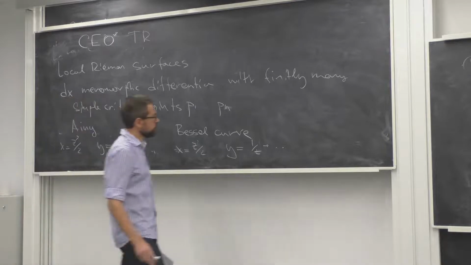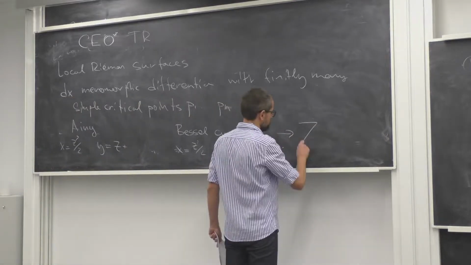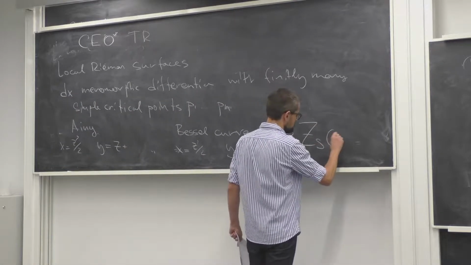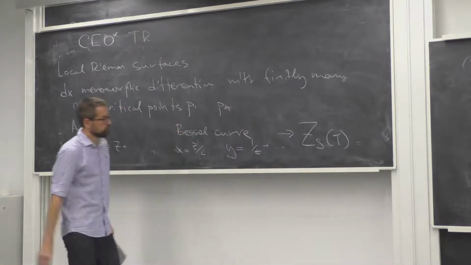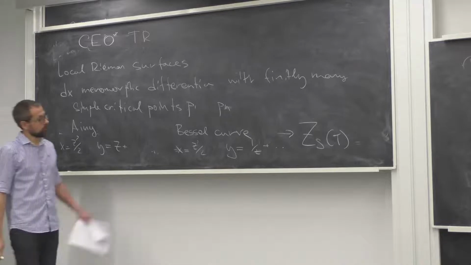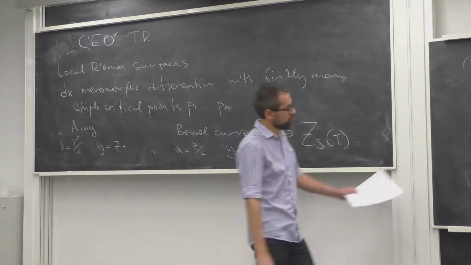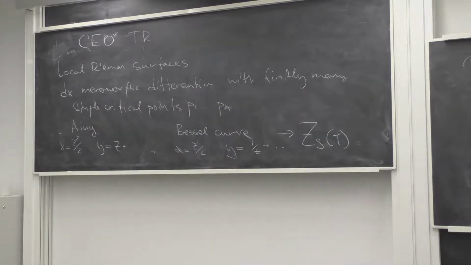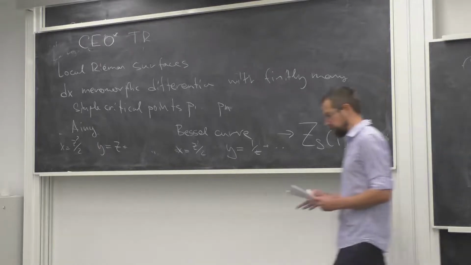Then again we can construct the generating function Z as a function of t, which is the generating function of all correlation functions. And for this set of examples, again the generating function is given by the cubic cut and joint operator of this form. Okay, probably I should stop here. Thank you.